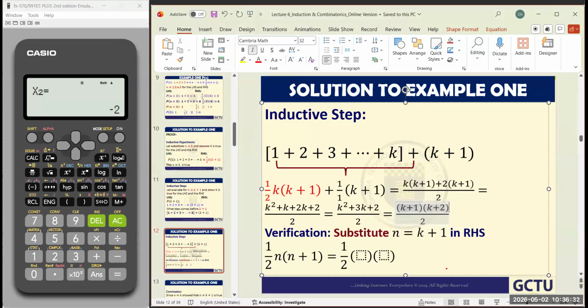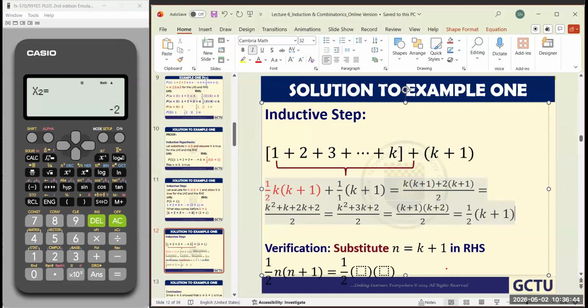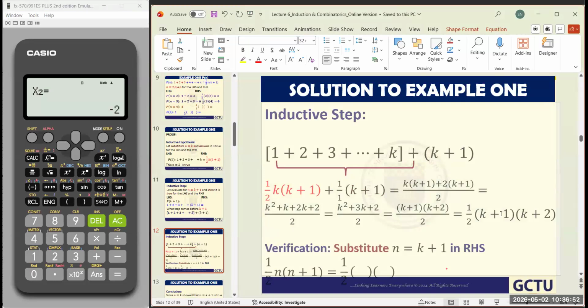Now I can rewrite this in the format that I really like: half times the numerator, k plus 1 all times k plus 2. So now I am done. I have finished. I've been able to find the value of k plus 1. This is the answer I got.